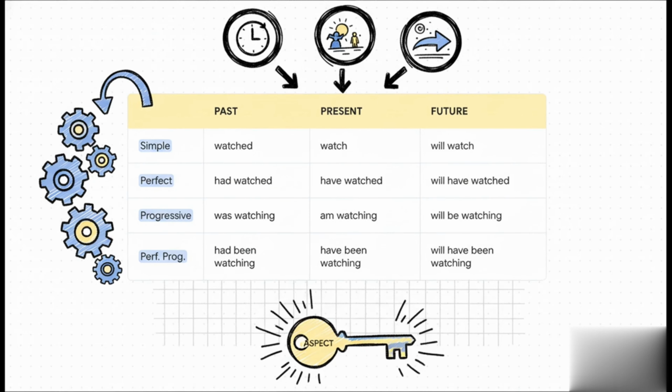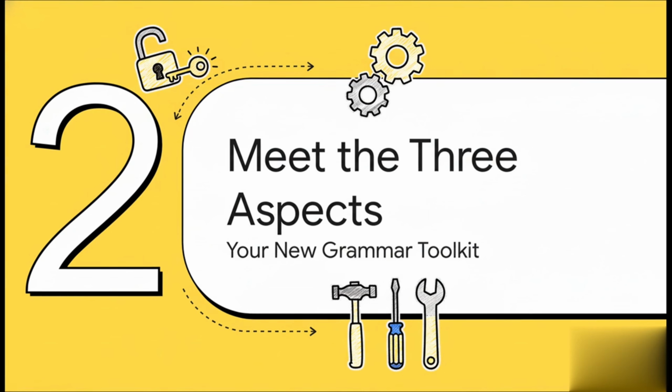And here's the magic. Look at this grid. Those 12 tenses you were stressing about, they are just combinations of one of the 3 tenses, past, present, or future, with one of the 4 aspects. That's it. It's a simple little chart, not some long, scary list to memorize. Understanding aspect is the key that unlocks this whole thing. And it gets even better. To really get this, you only need to get comfortable with 3 main aspects. The 4th one is just a mix of the others. So think of these as the essential tools in your brand new grammar toolkit. Let's break them down, one by one.